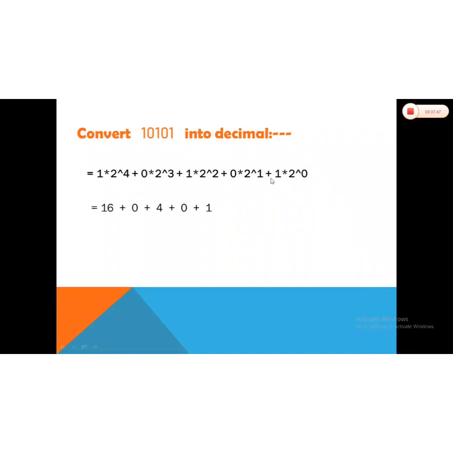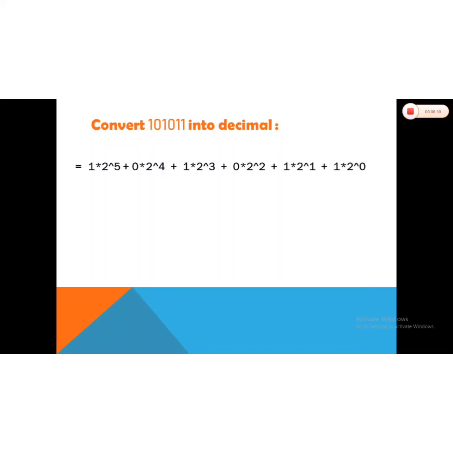When you solve this and add up all these numbers, you will get 21. The same number we took in decimal to binary, we have taken from binary to decimal, so you can see this. Now let's take one more example, 101011 into decimal. Simply take this 1, multiply this by 2.